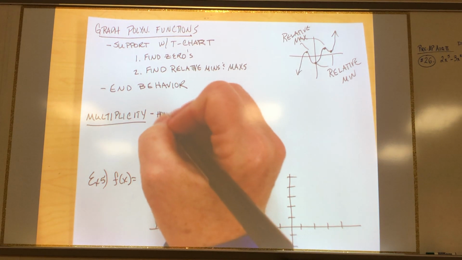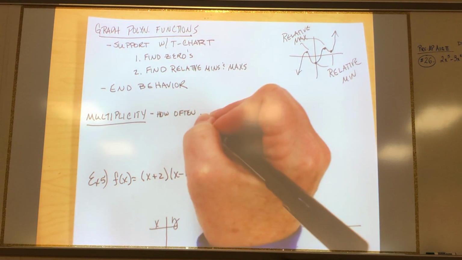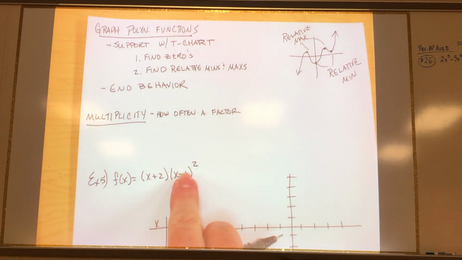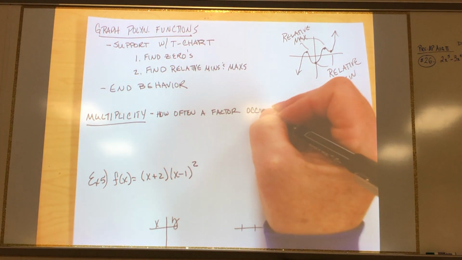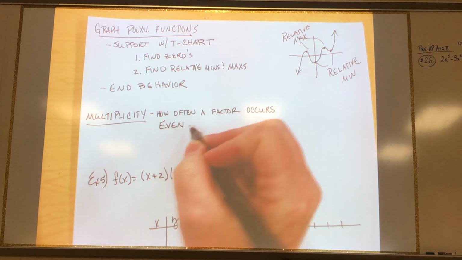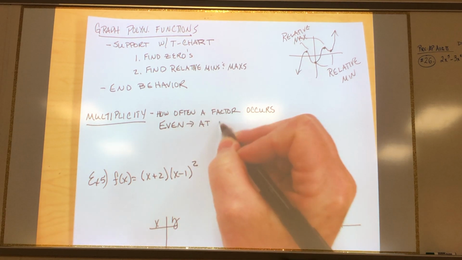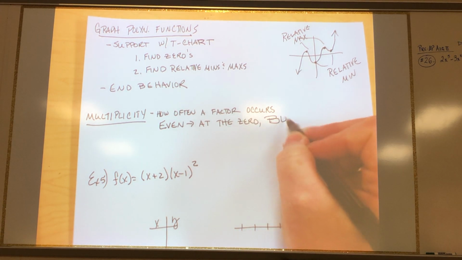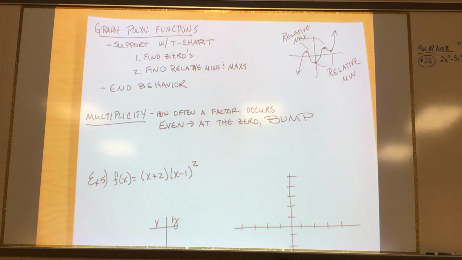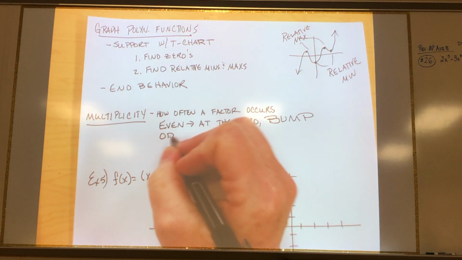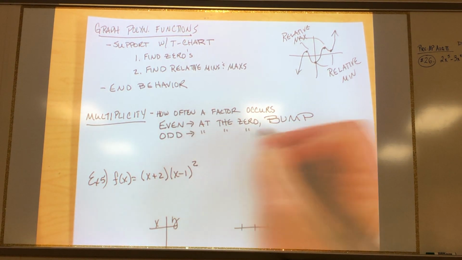Multiplicity is how often a factor occurs. These are factors, right? Factors are things that are multiplied together. Now this is what's so cool about it. If your factor occurs an even number of times, then at that zero, your graph will bump. It's going to bump at that zero and then go back in the direction that it came from. If your factor occurs an odd number of times, then at the zero, it's going to cross.